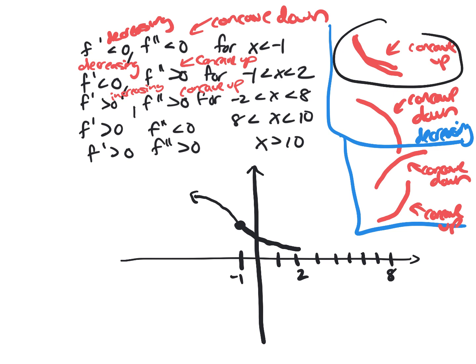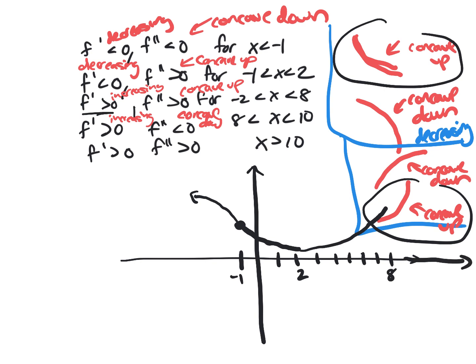So until I get to 8, sorry, I'm going to run over my notes a little here. We said we're increasing and concave up, so it has this shape right here until I get to 8. And then from 8 to 10, we're still increasing because the first derivative is positive, but we're changing concavity because the second derivative is negative. So now we're going to be concave down until I get to 10.